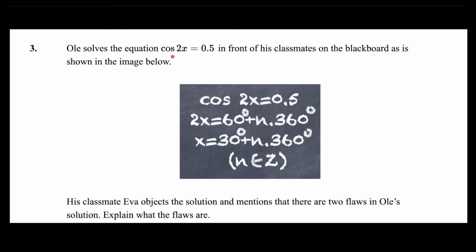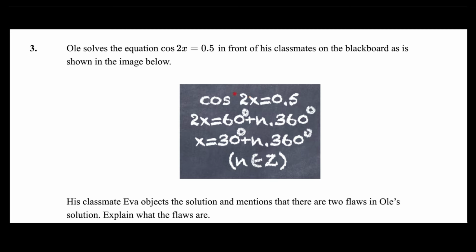Ule solves this equation in front of his classmates on the blackboard as is shown in the image below. So that is the solution of Ule. Yes, we're solving this equation, cosine 2x equals 0.5. His classmate Eva objects to the solution and mentions that there are 2 flaws in Ule's solution. Explain what the flaws are. You don't need the equation editor, even though I have written equation editor, but you just need to write it in words. So there are 2 mistakes, yes?